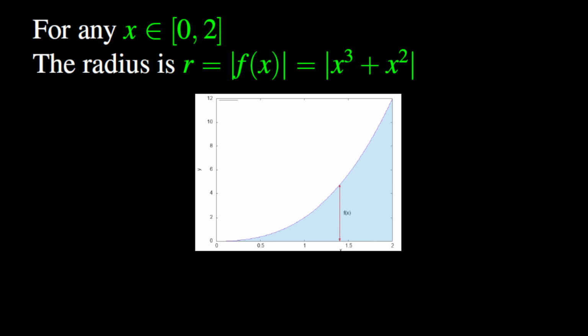The shaded region on the following graph corresponds to the region that will be rotated around the x-axis to obtain the solid. It is clear that, for any x in the interval from 0 to 2, the radius of the disk is given by the absolute value of the function f of x. This is the distance from the axis of rotation to the curve y equals x cubed plus x squared.